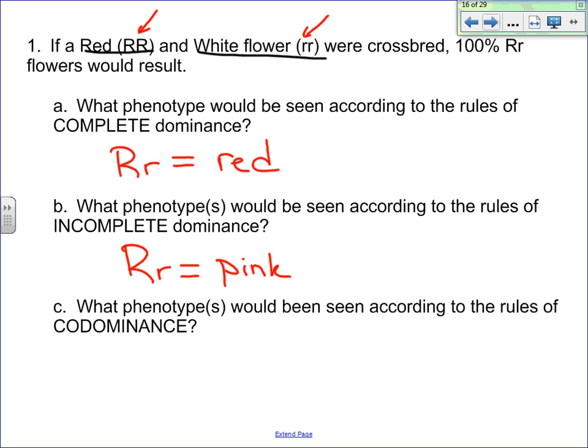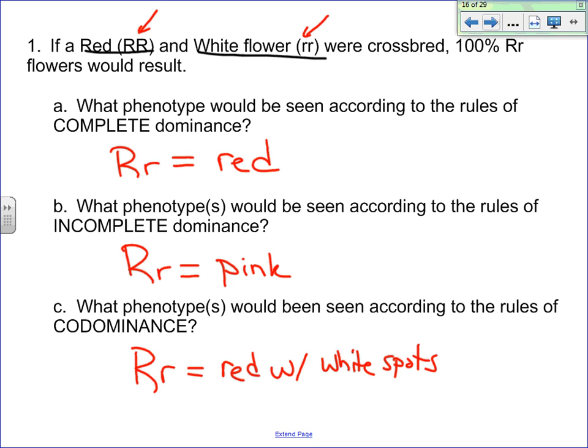Last but not least, what if we follow the rules of codominance? Right, so we have a red allele from one parent, a white allele from another parent. We mix them together. We would actually expect, in this case, to get a red flower with white spots. Or you could also have said a red and white striped flower, or a white and red speckled flower, or maybe the flower is white with red spots. You don't really know until you breed them, and often these will look different. That's why, like, you've looked at cow spots before. They're not evenly distributed on the cow.